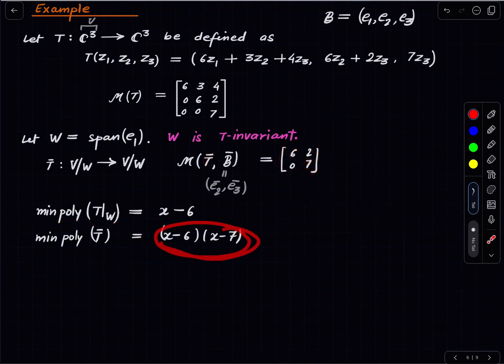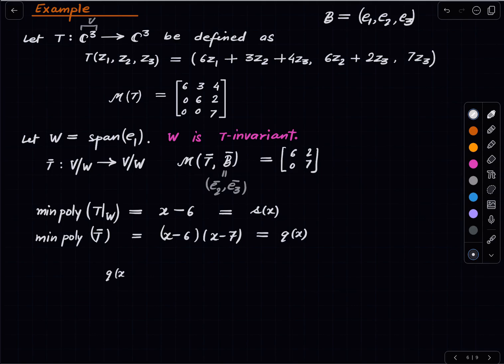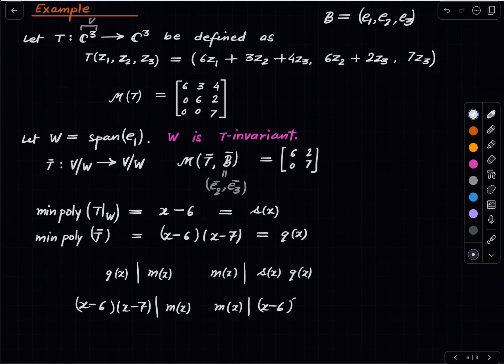Fine, so we have the minimal polynomial of T bar, we have the minimal polynomial of the restriction, and by the previous proposition, we know that, let's call this S(x), and let's call this Q(x). By the previous proposition, we know that Q(x) divides M(x), and M(x) divides S(x)Q(x), which is that (x minus 6)(x minus 7) divides M(x). M(x) is the minimal polynomial of T, and M(x) divides (x minus 6) squared times (x minus 7).